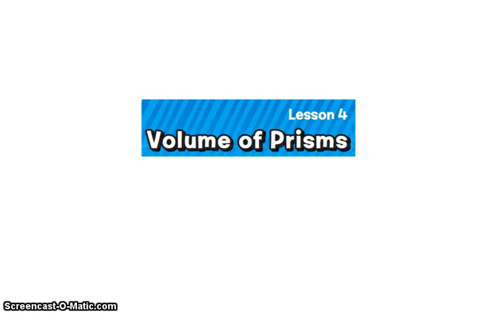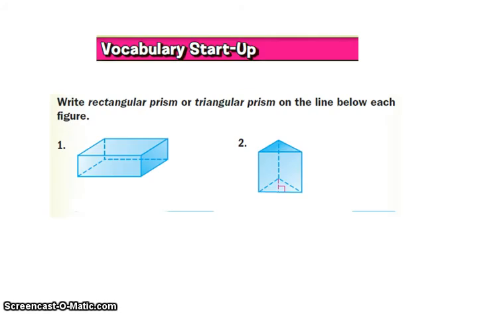We're going to start our unit on volume, and you're going to have 5 different lessons on volume. We're going to start with volume of prisms and then move on to volume of cylinders. And you're going to see that finding the volume of prisms and cylinders is very similar. Okay? So to start, let's see if you remember the names for these two figures, because these are the two figures that we're going to find the volume of in this lesson.